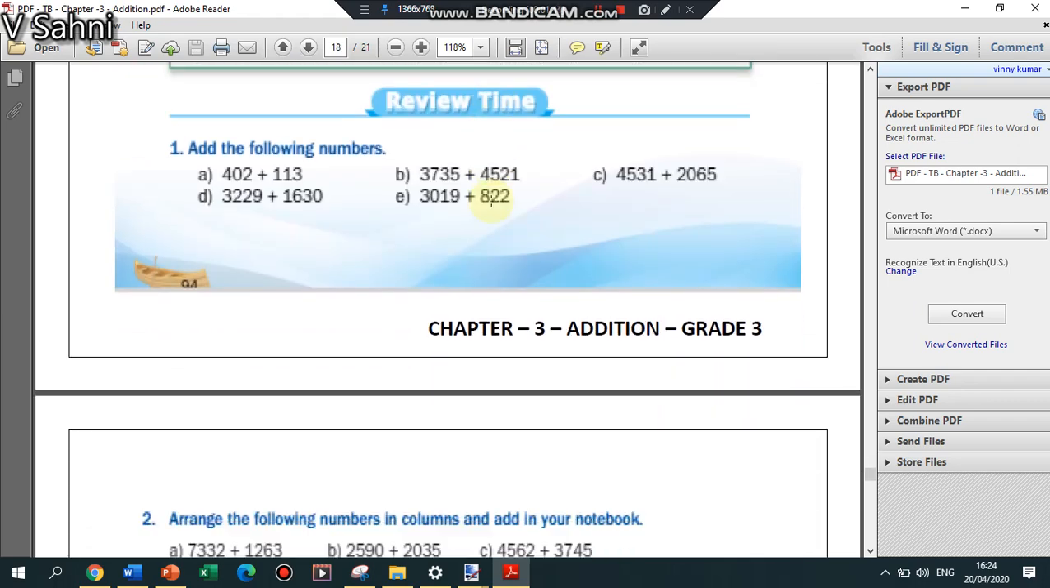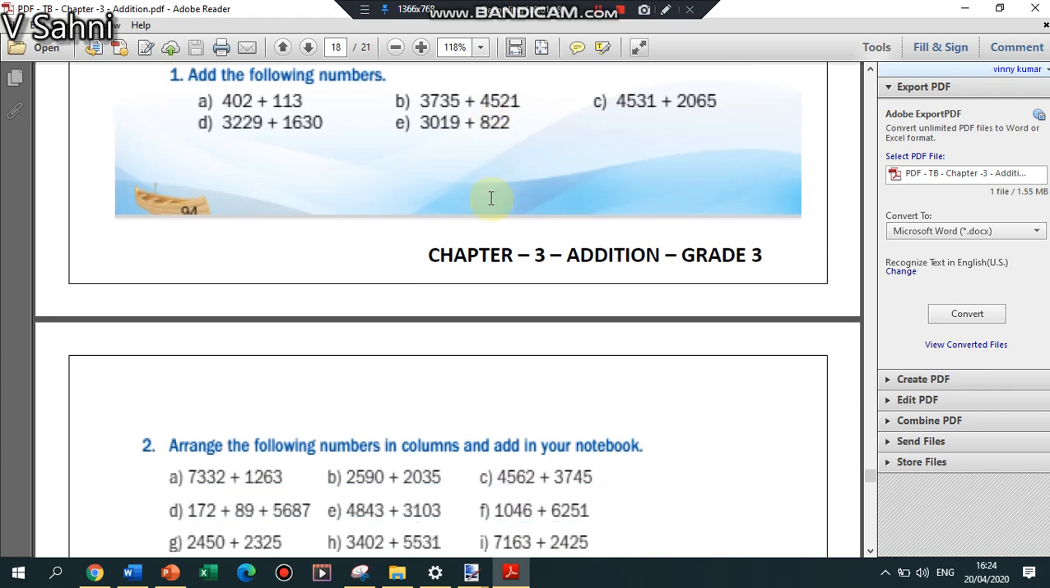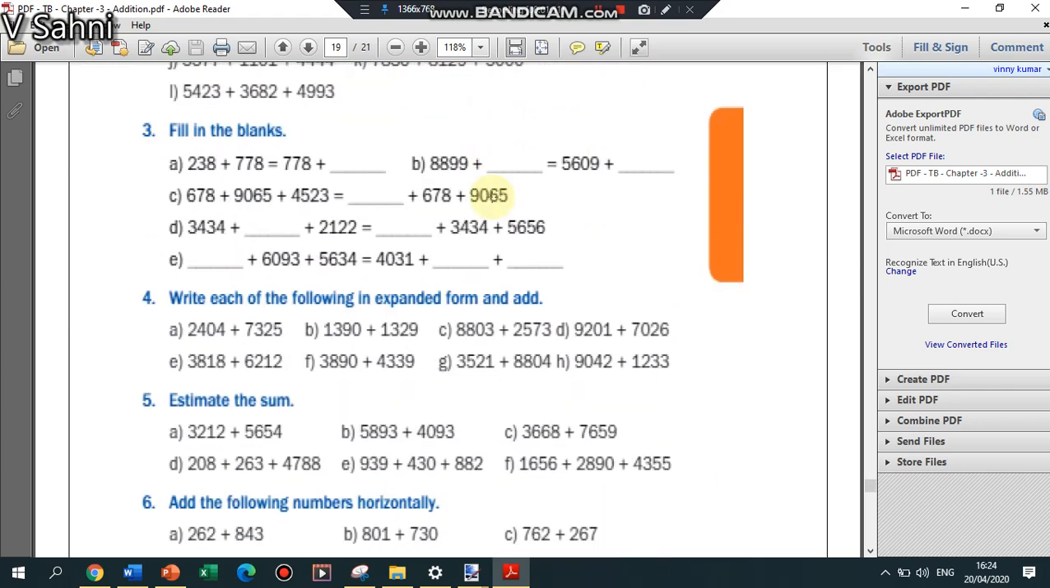If any of the children want to go through the revision, this review time exercise, they can do it. But please note the question that says write each of the following in expanded form and add. If you want to do it, you can do it, but we will be doing it later. Right now we are not looking into this topic. Another one is estimating the sum, also a question that we will be looking into later.